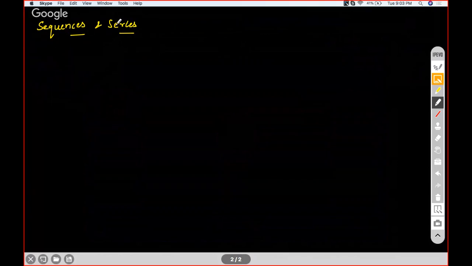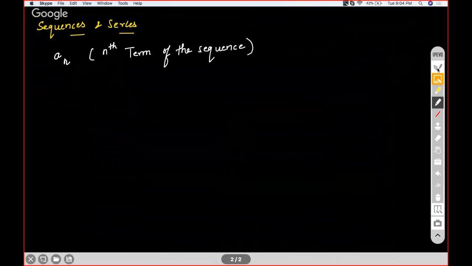Sequence you already know, it's basically a listing of numbers where there is a pattern involved. Now, if I say there is a sequence like this, a_n, it means I'm talking about the nth term of that sequence. This is already known to you. The nth term of the sequence.